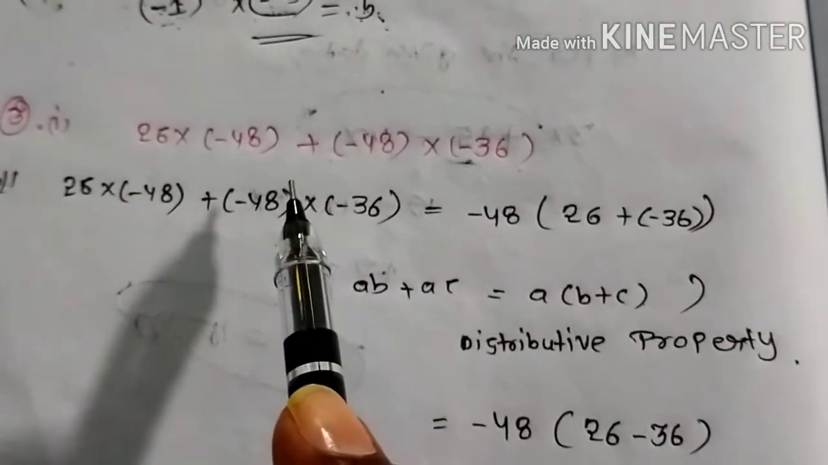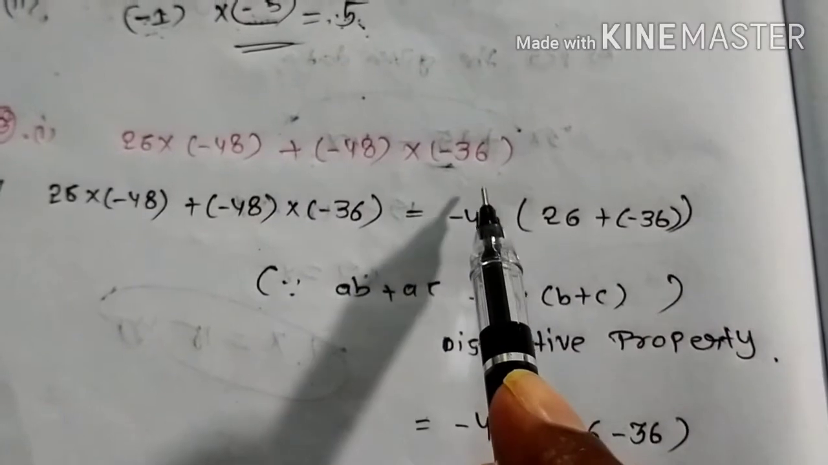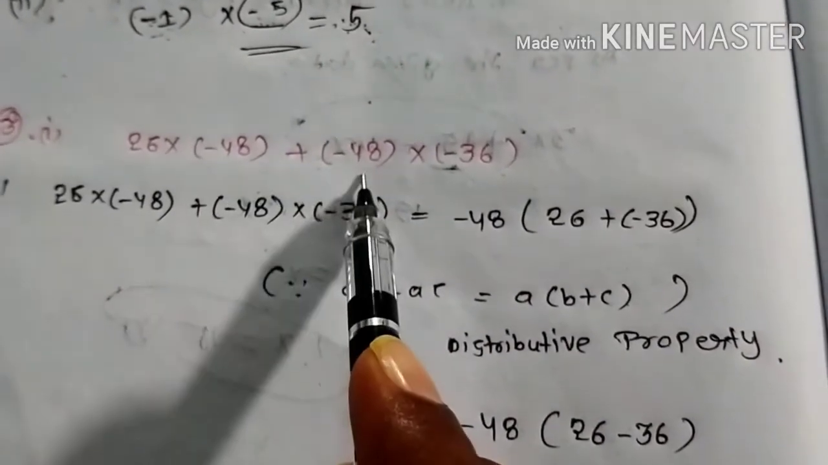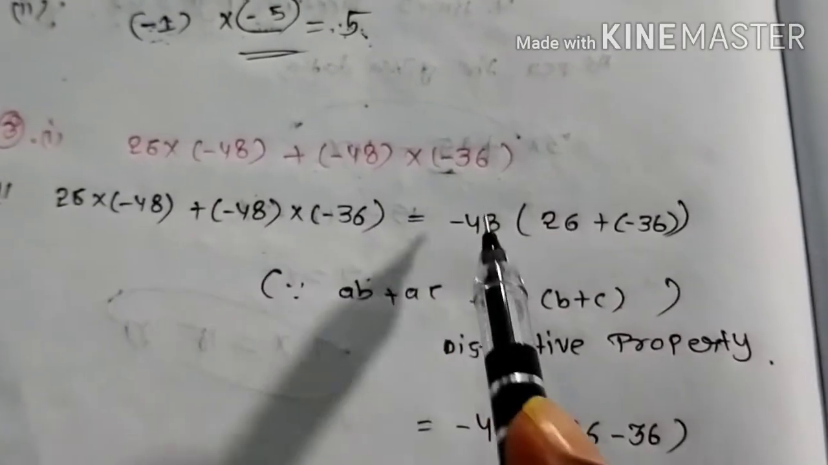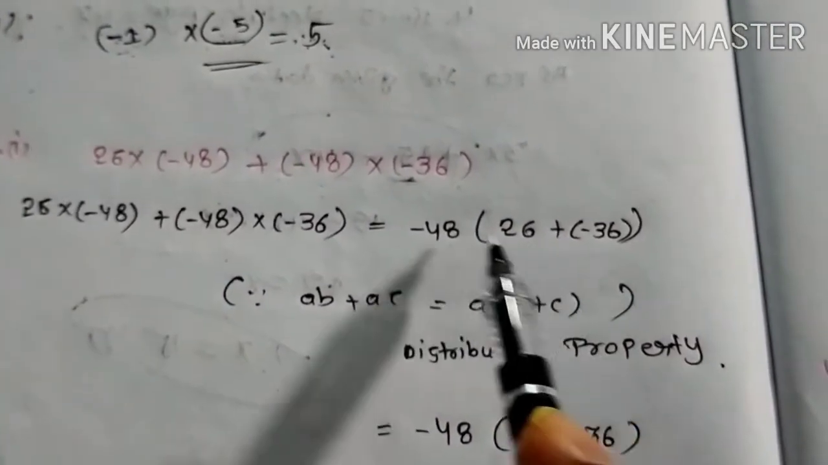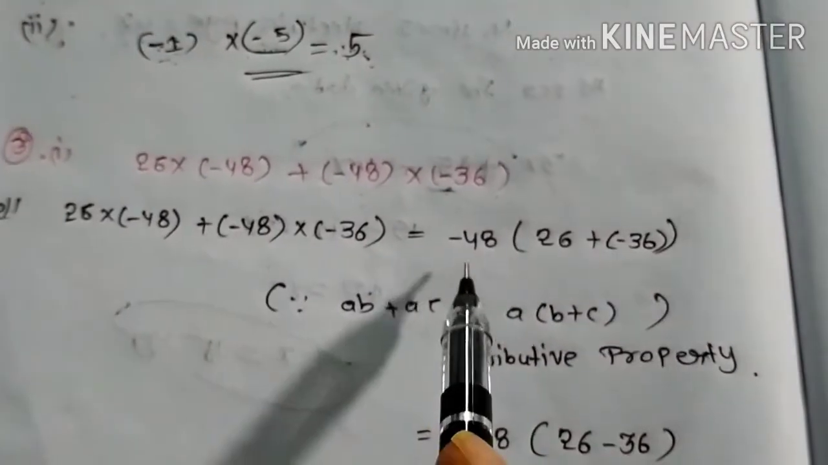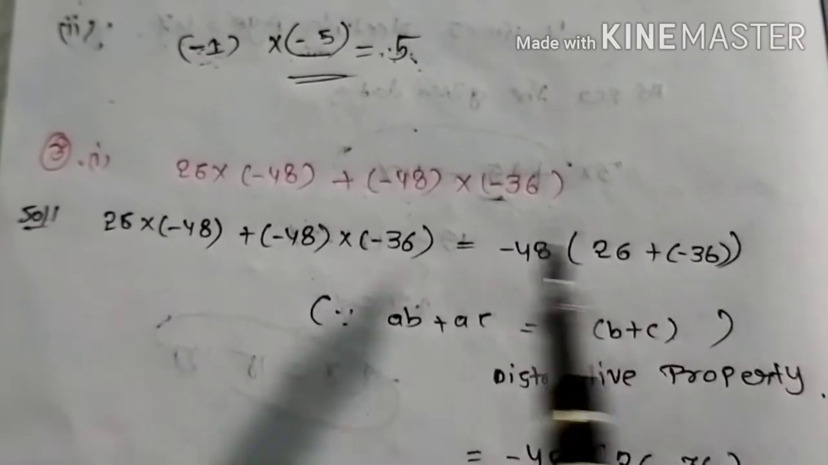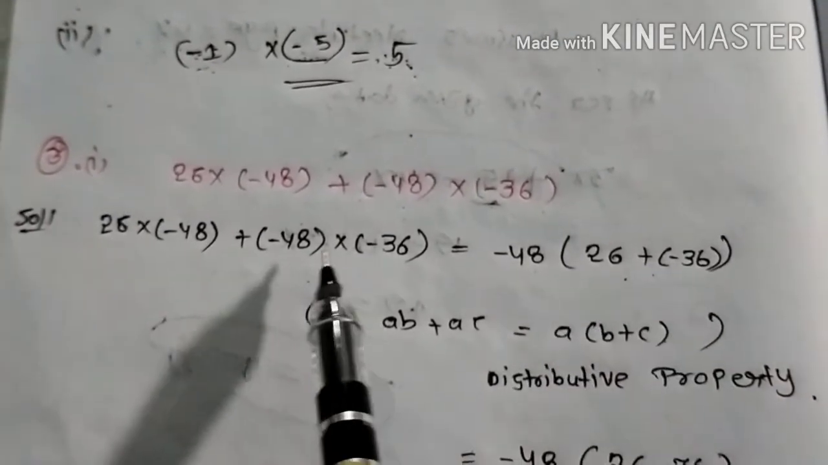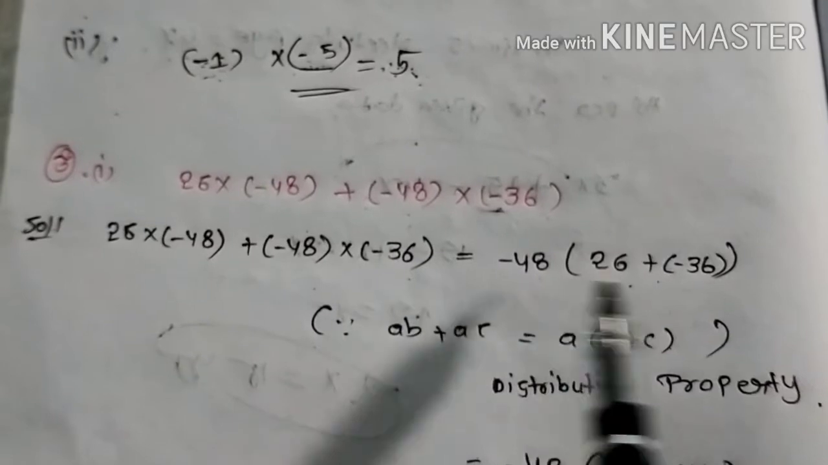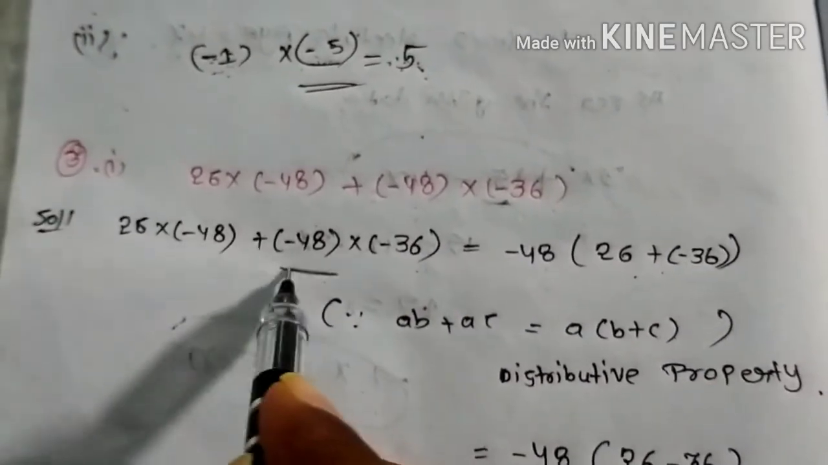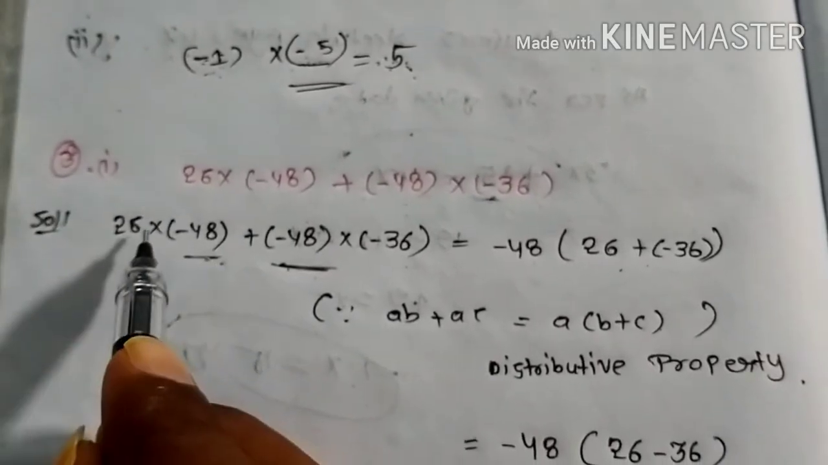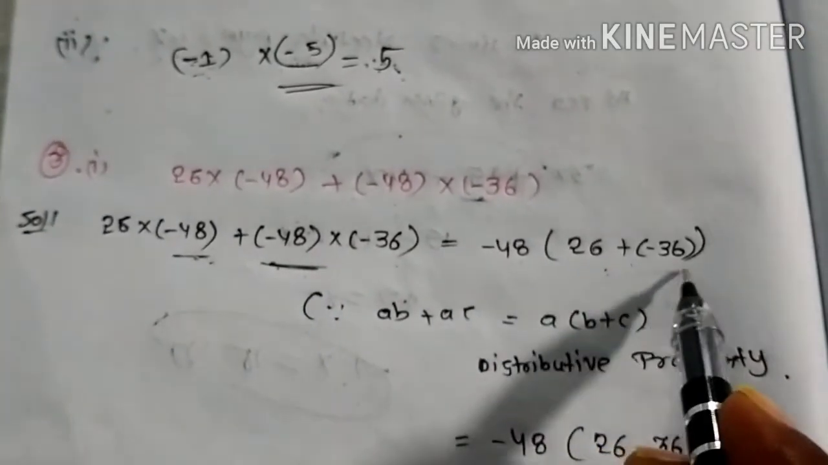See here 26 into minus 48 plus minus 48 into minus 36. Just you can see in both expressions you have minus 48 common or not? Yes, minus 48 is common. So that I am taking here outside of the two numbers. If I am taking here minus 48 as common, rest of the things you can write here how much the remaining 26. Yes or no? You can write here 26 inside the brackets plus here also how much? See minus 36. Just you can see here minus 48. Here also minus 48, so that I am taking here common outside. So you can write here 26 plus of minus 36.